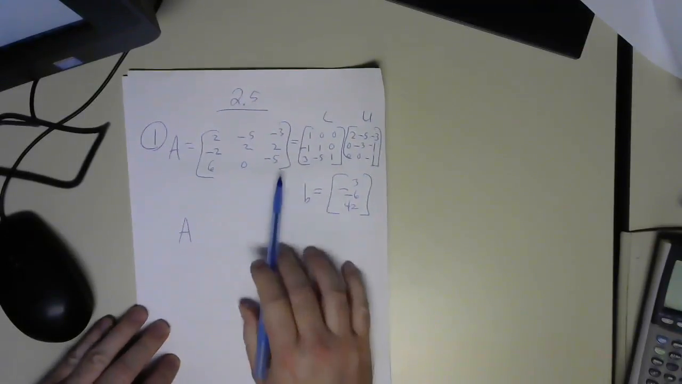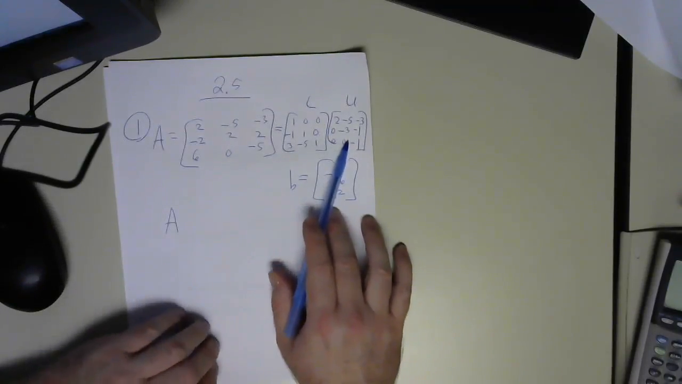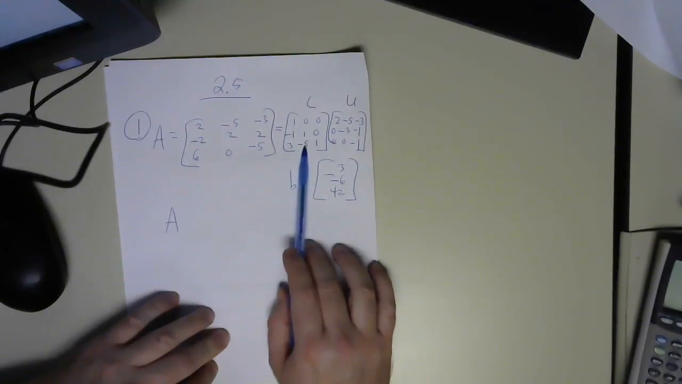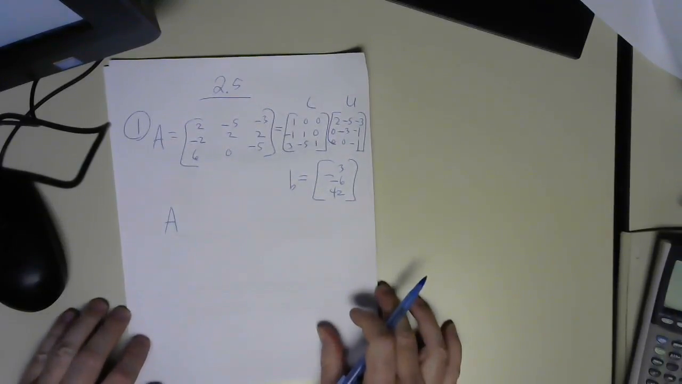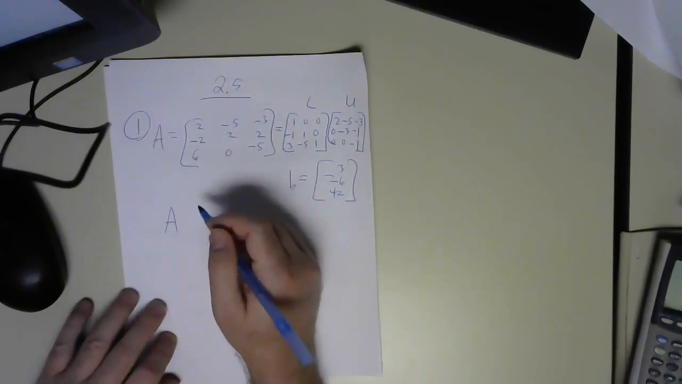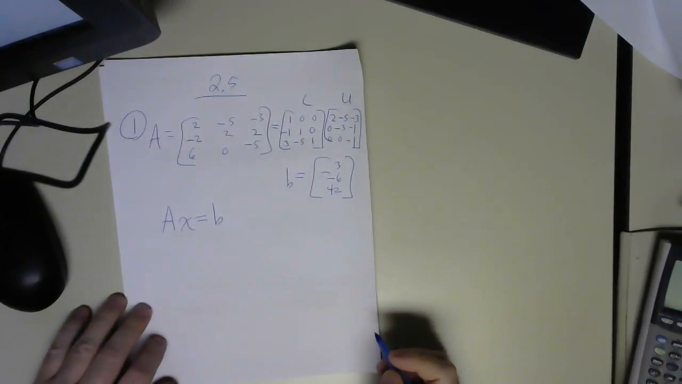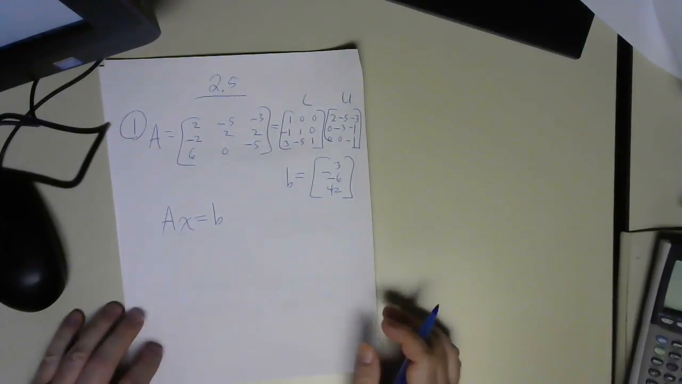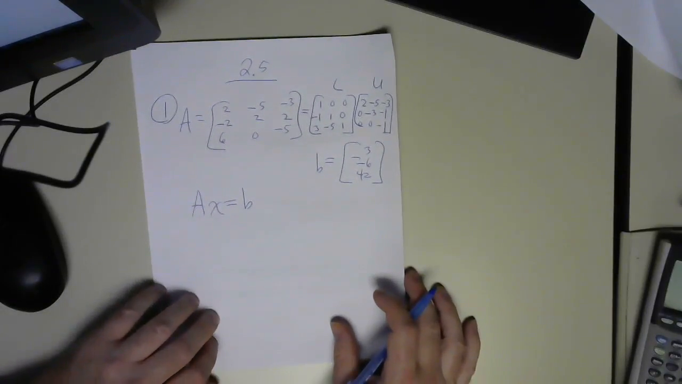All right, so notice that A is factored into a product of 2 different matrices. And the first one is lower triangular, and the second one is upper triangular. And they give us that factorization. I'm never going to make you guys factor it like that. But we're supposed to solve this equation for x, and the first way we're supposed to do it is to use the LU factorization.